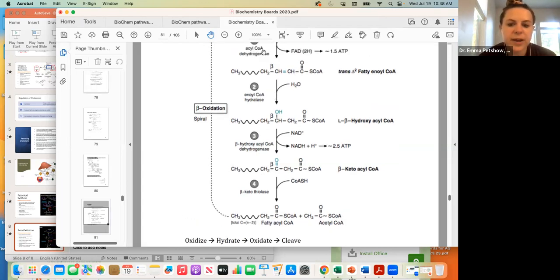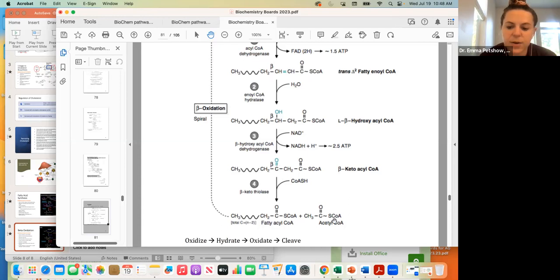You're essentially undergoing an oxidation, a hydration, so where we add water, an oxidation, and a cleavage. That's what your processes are here. So we're oxidating, we get energy. We're hydrating with water, essentially making it less stable, more sterically reactive. Then you're oxidating as well, again, getting energy, and then you're going to cleave here, essentially bumping off these carbon molecules at the end. So you are left with this bond being broken here.